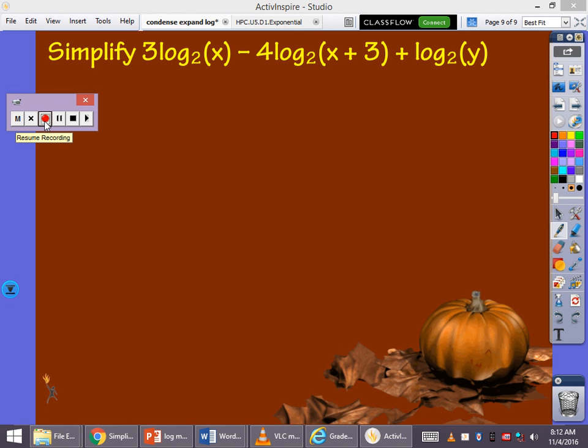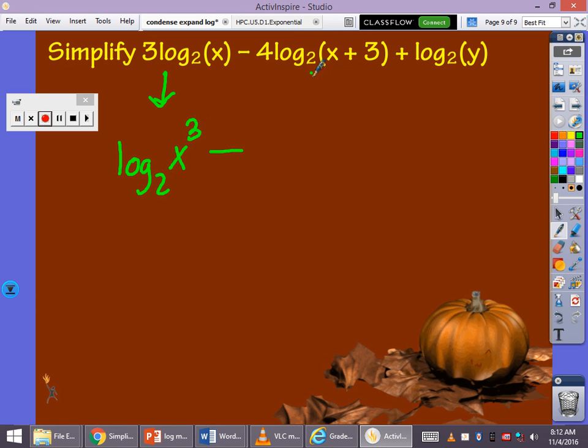Okay, so start me off. Rewrite this one first. X to the third, okay, minus, rewrite this one. Yep. Log 2 to the fourth power, okay? And then that one we're just going to bring down, okay?